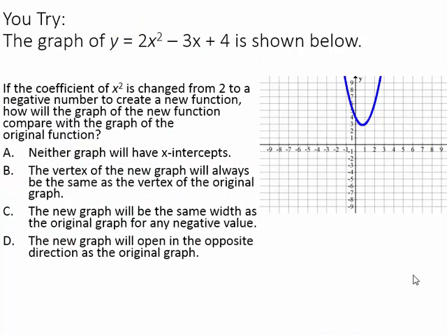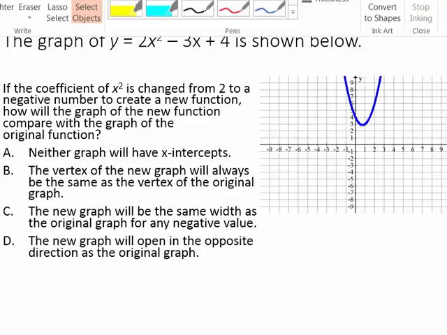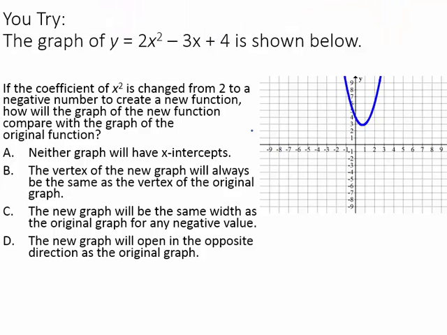Here's one for you to try. Go ahead and press pause, work it out, and press play when you're ready to see the answer. So when we look at this problem, it's similar to the previous one. They're given the equation, the graph of y equals 2x squared minus 3x plus 4 is shown below. And then it tells us the coefficient of x squared is changed from 2 to a negative number. So that's a key difference between this one and the previous one.